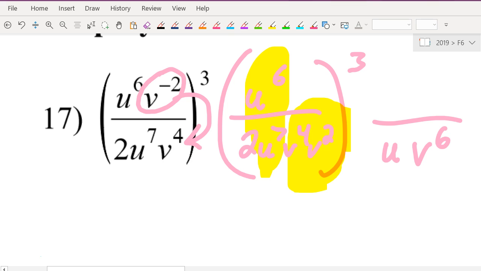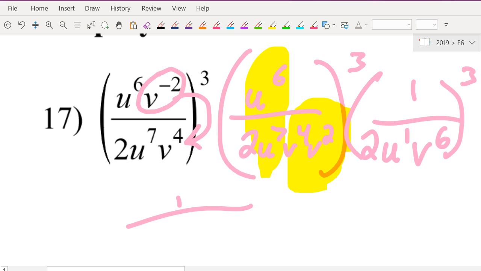Okay, what else? And then we'll add 1 to the top. 1 in the top, and this 2. Don't forget about that 2 right there. Okay, so this whole thing is to the 3rd power. Now we take it to the 3rd power. It's 1 over 2. Oh wait, 2 after the 3rd power. 2 to the 3rd power, u to the 3rd power, b to the 18th power.